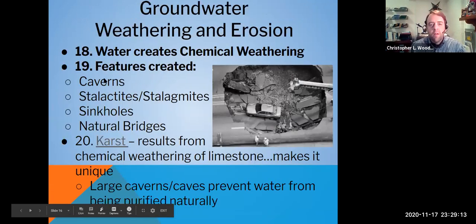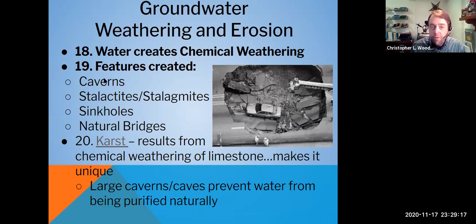So let's wrap things up with a quick talk about weathering and erosion. Water, of course, is the biggest erosional factor. It moves more sediment than anything else, but water is also the primary ingredient of chemical weathering. Some of the things it can create through hydrolysis and carbonation, chemical weathering, are things like caverns, stalactites, stalagmites, sinkholes, and natural bridges, which we have here in Virginia.